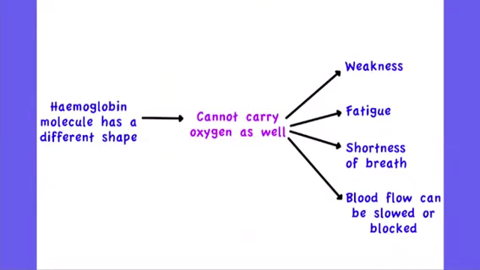Important to note that the sickle cell anemia is caused by two mutated recessive alleles. That takes you a little bit into genetics, so do check the genetics section for that.